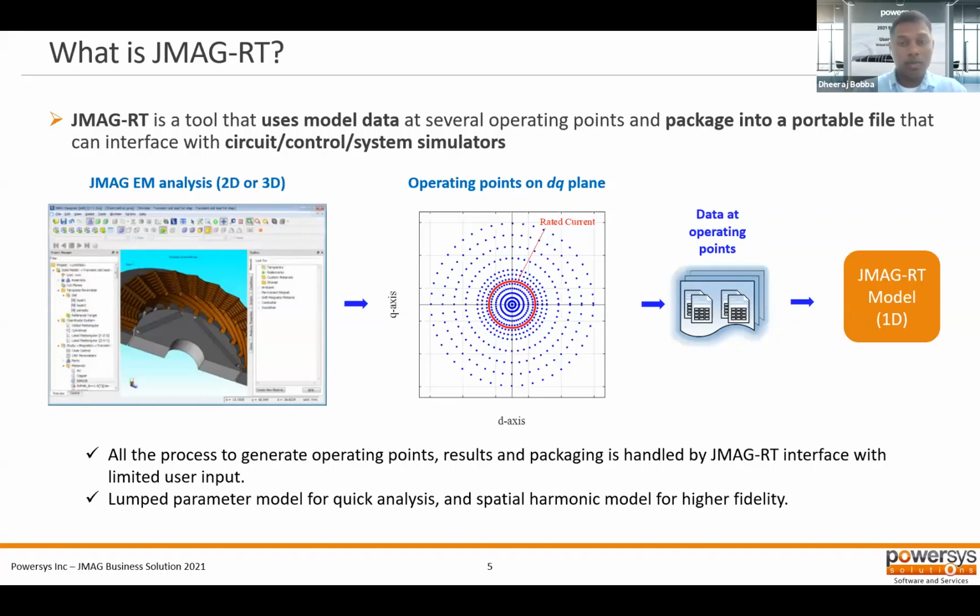And there are two models available within JMAG RT. One is the simple lump parameter model that, of course, includes saturation impacts, but this is more for a quick analysis. And then there is a full spatial harmonic model for high-fidelity modeling.